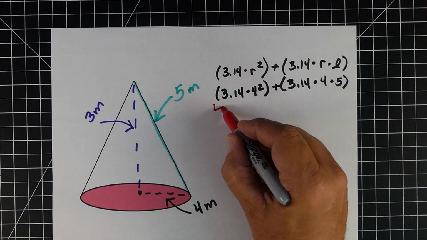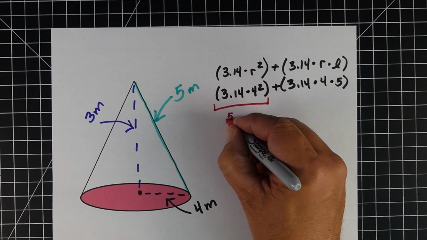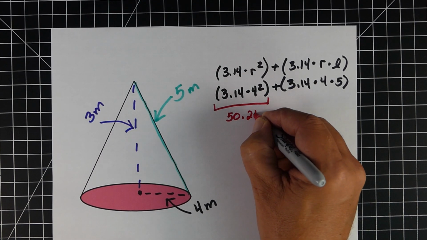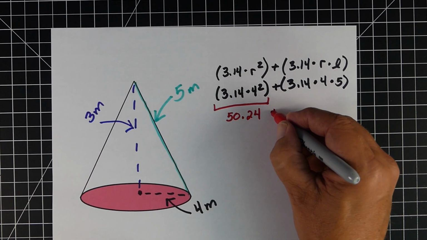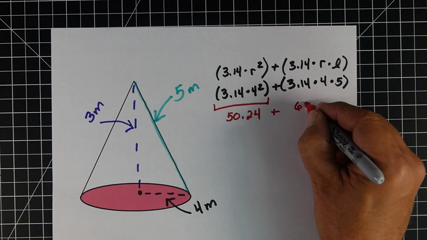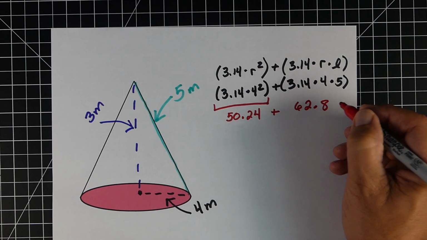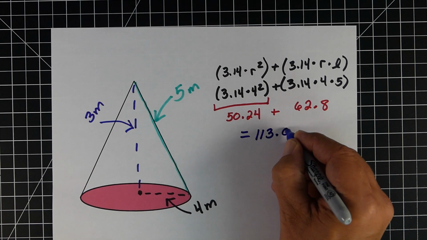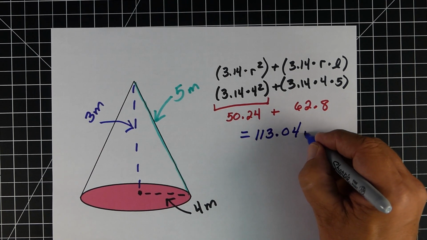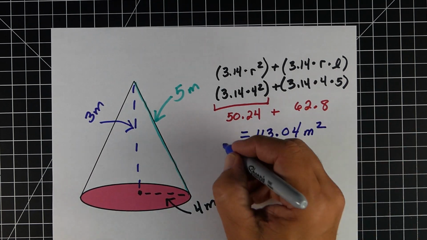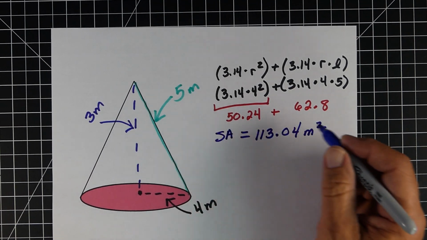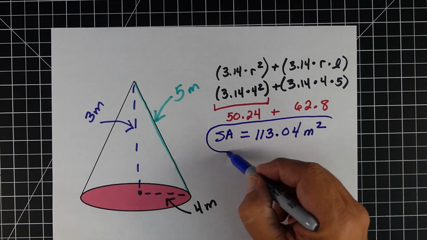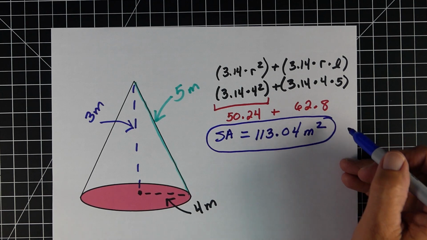So when we multiply or solve the first parenthesis, we end up with 50.24. When we solve the second parenthesis by going pi times 4 times 5, we get 62.8. We simply just add those two together. When we do that, we get 113.04, and that would be meters squared, and that would be your surface area of that entire cone. So we have 2 more examples.